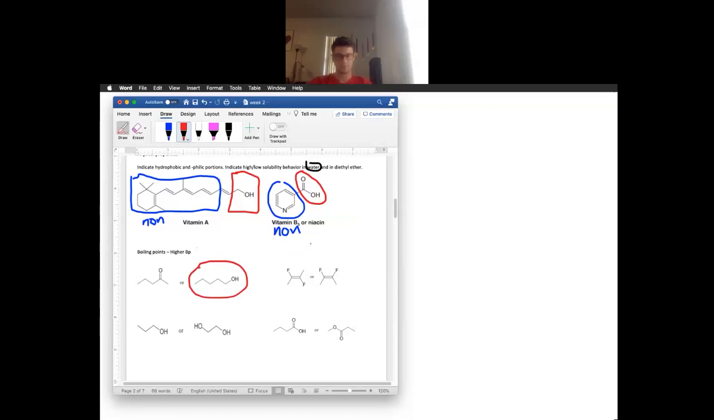The trans. Why? Because when you have it more compact, it's going to melt slower, but it'll boil faster than with the cis side, because that cis side will melt faster, but it's going to take a longer time to boil because it's less compact.